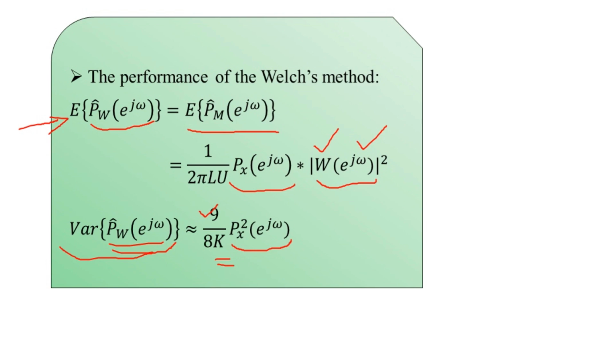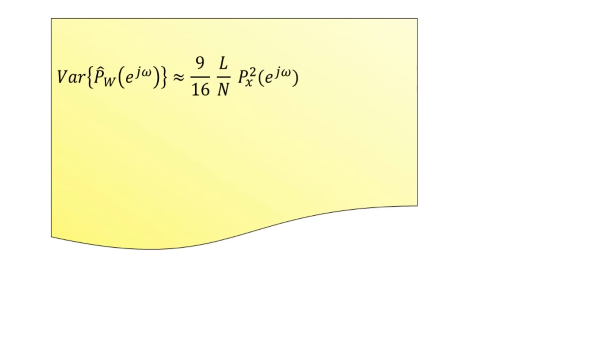So in this particular case, the variance in terms of the length capital L and the data points capital N is denoted here. This is the mathematical expression. We obtain the variance of the estimate capital P cap suffix W as a function of e to the power j omega approximated to 9 by 16 in multiplication with capital L by N, times the square of the power spectral density Px square as a function of e to the power j omega. Now in this representation we have the ratio L by N.